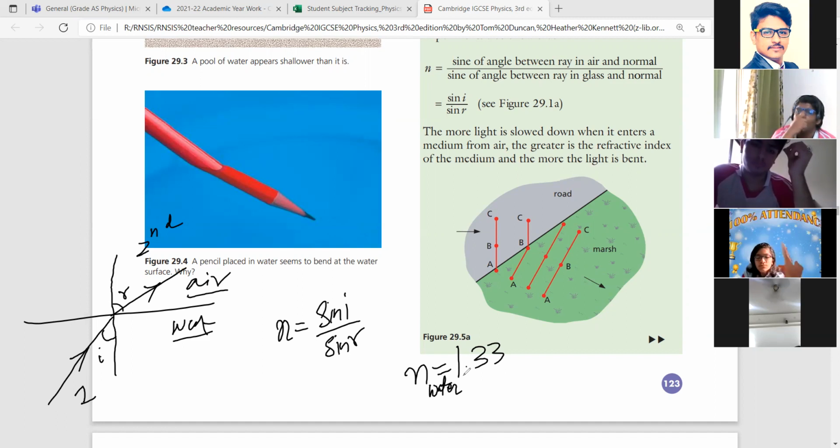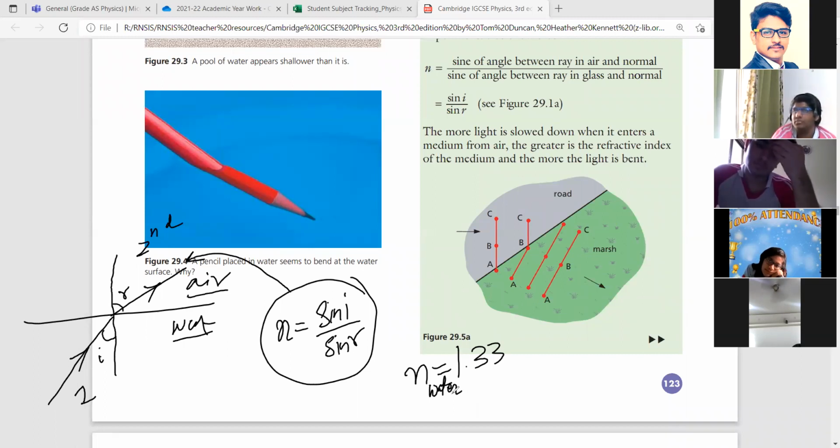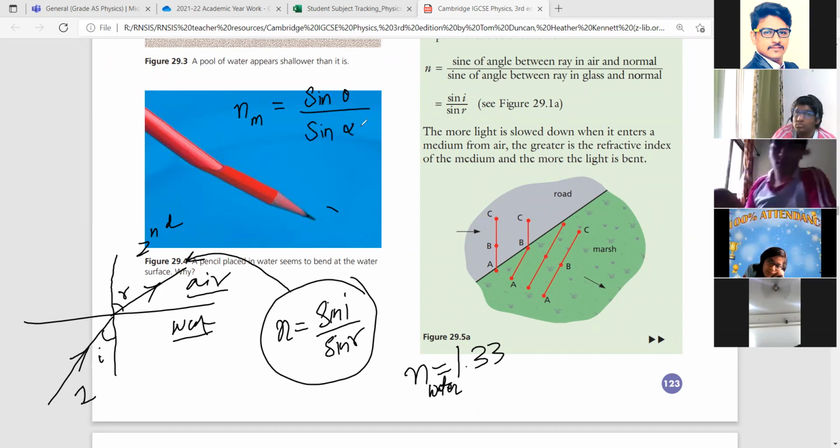What is given? Water. So which formula will you use? This formula wherein you'll be taking sin i upon sin r, or something else? Remember, whenever the refractive index of a medium is given, let's say the refractive index of the medium is n_m, then always take sine of theta upon sine of angle alpha. This is my definition, my formula. Don't use it in your IGCSE. I'm giving you this formula only for understanding. Always write it down like this: sine theta upon sine alpha, where alpha is the angle of that medium.